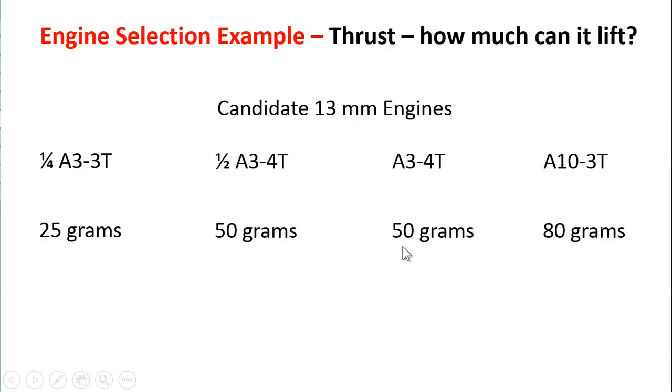The A3 will also lift 50 grams. Clearly, either of those engines would lift this rocket safely. The A10 can lift as much as 80 grams because it has a higher thrust. It has a thrust of 10 newtons, whereas these two only have a thrust of 3 newtons. The A10 clearly can lift this rocket, no problem.